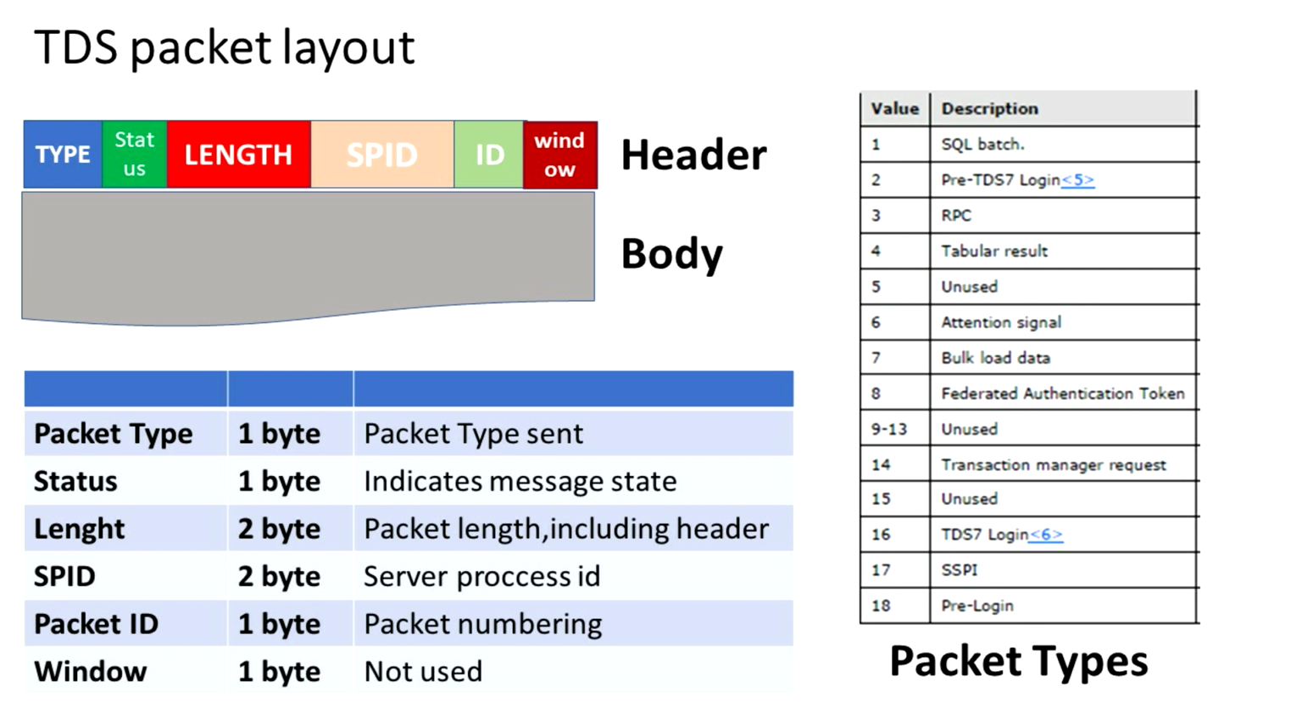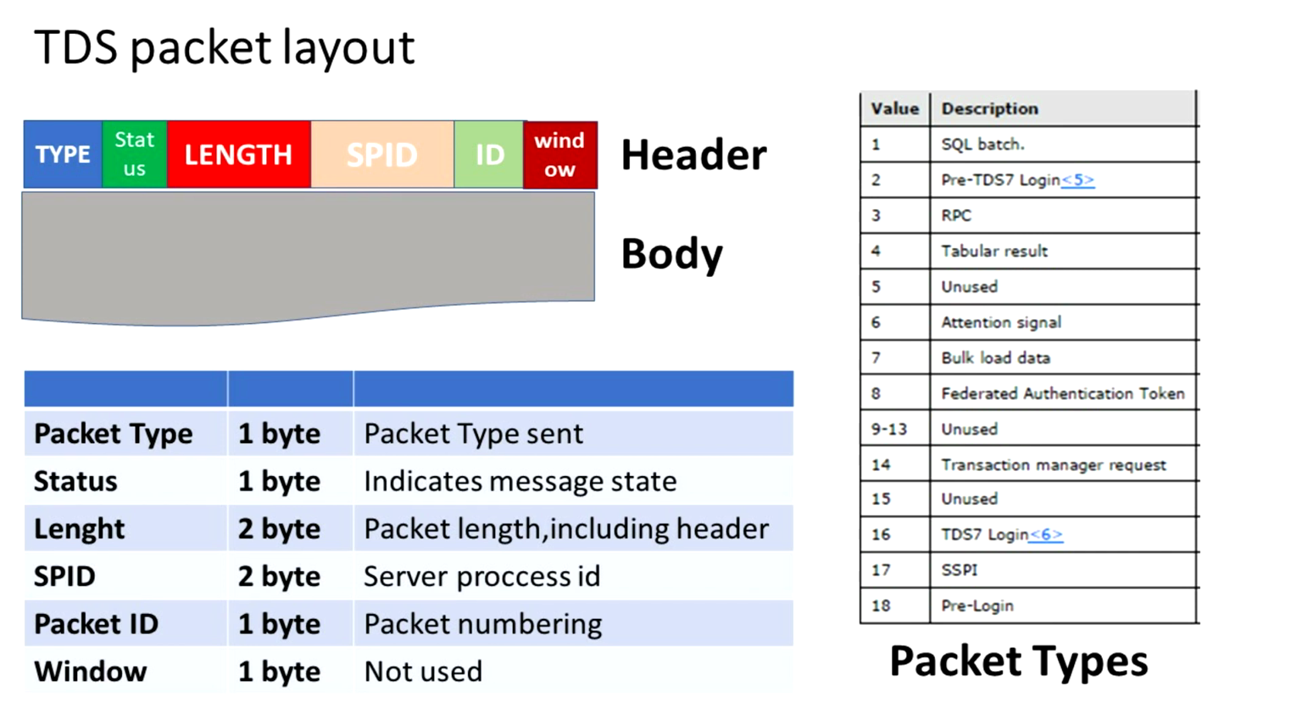0x00, normal message. 0x01, end of message, EOM. The packet is the last packet in the whole request. 0x08, reset connection. 0x10, reset connection skip tran. Length is the size of the packet including the 8 bytes in the packet header. It is the number of bytes from the start of this header to the start of the next packet header. Length is a 2-byte unsigned short and is represented in network byte order, big-endian.